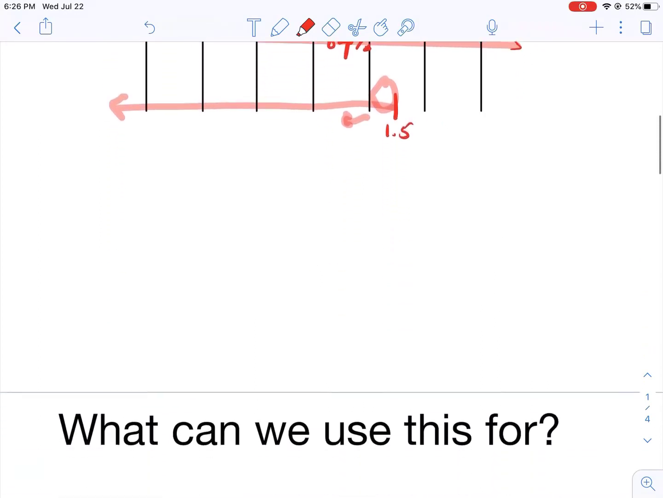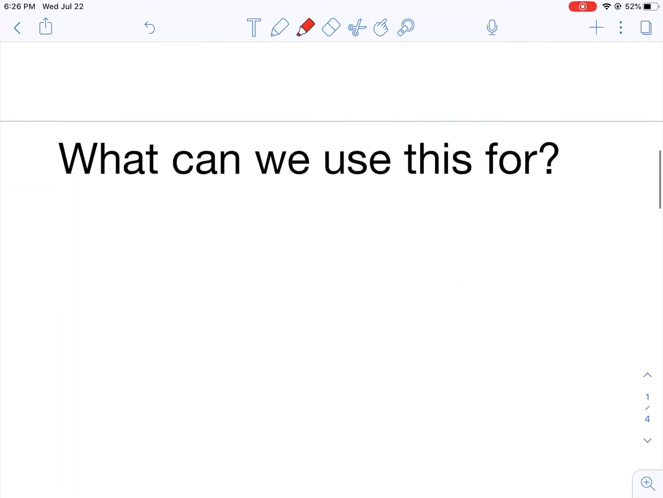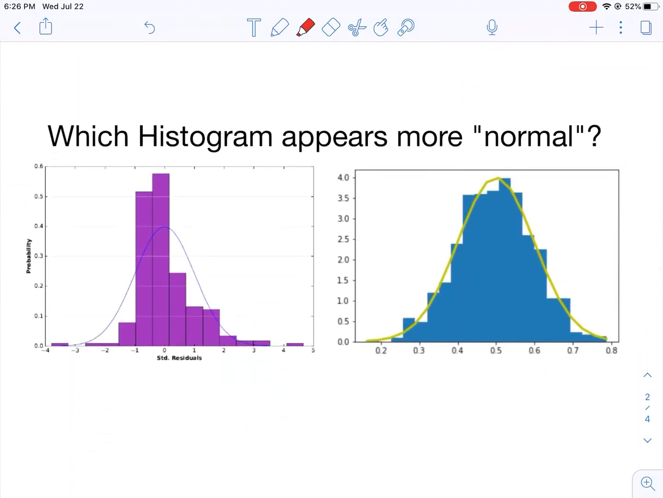So then we can ask ourselves, well, what can we use this for? Let's look at a set of data that we might have, and we've got a histogram for it. We can look at what our normal curves look like in comparison to a histogram. And I have the question, which one appears to be more normal?